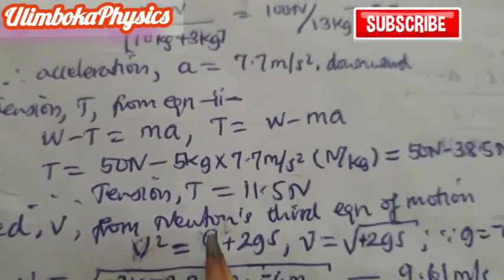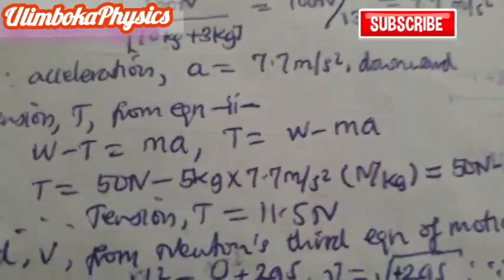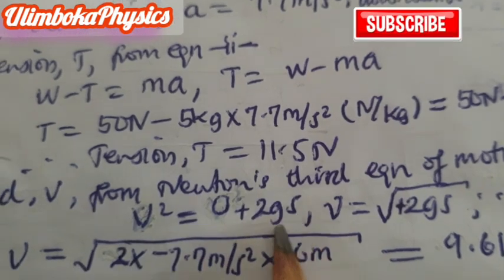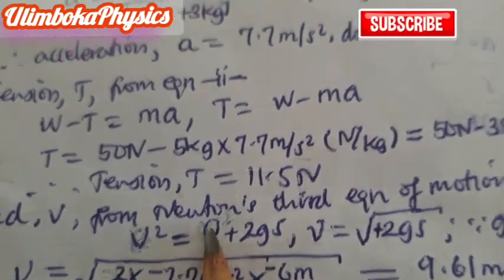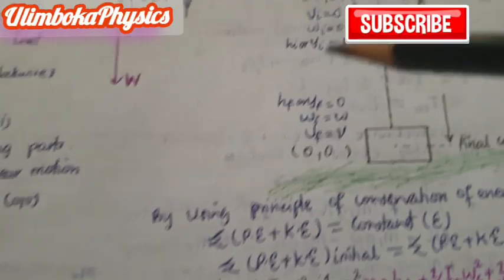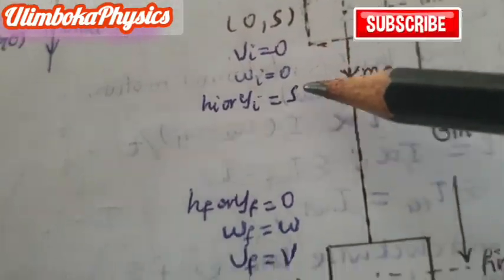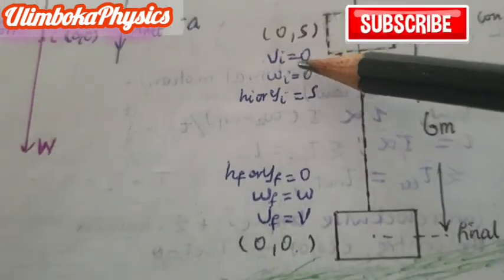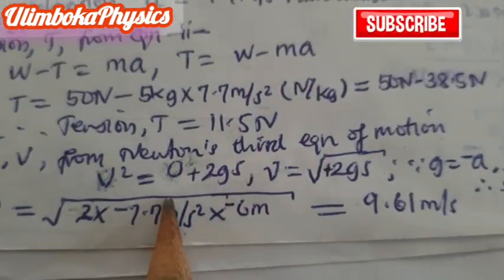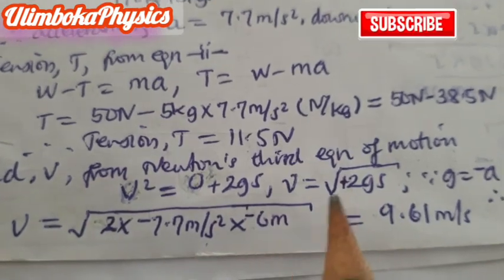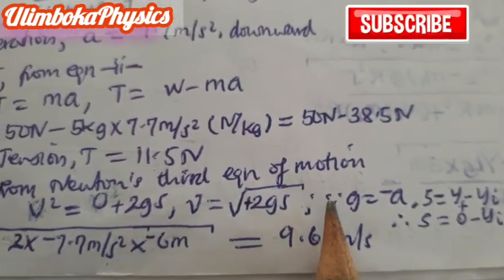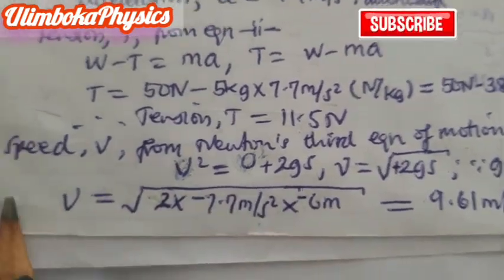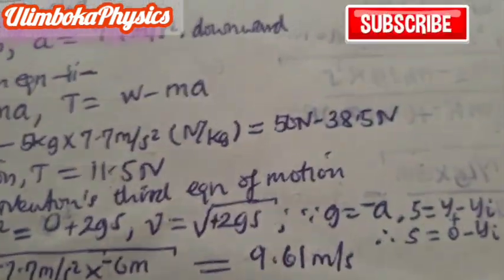For the speed, from the equations of linear motion, the third equation of linear motion, the equation of velocity with acceleration and displacement. Remember that our initial condition displacement is s, and our final condition displacement is 0. But for velocity here, it is 0 and v. Okay. For displacement, remember it is negative, and the acceleration, it's going down, also it's negative. Therefore, here we will have negative and negative cancel out. Our velocity now is equal to 9.61 meters per second.